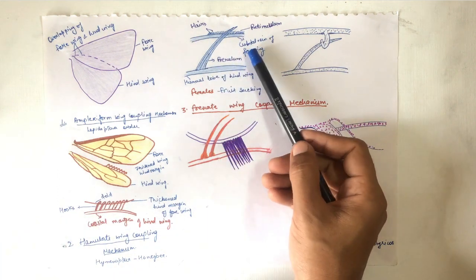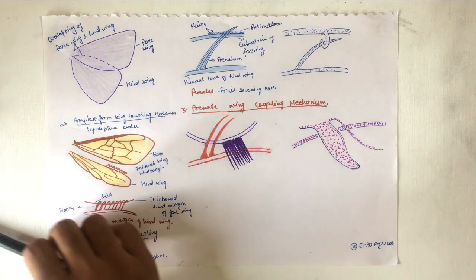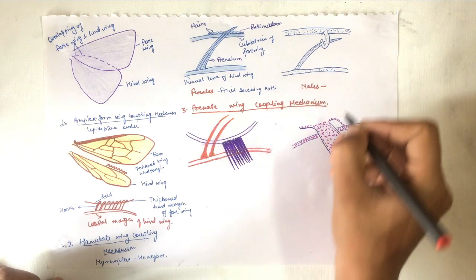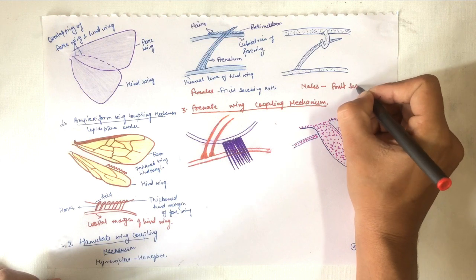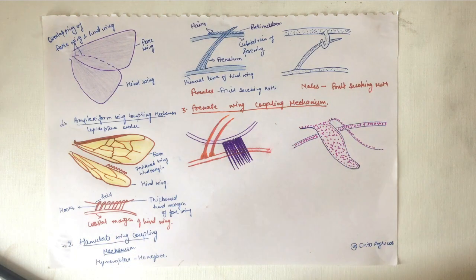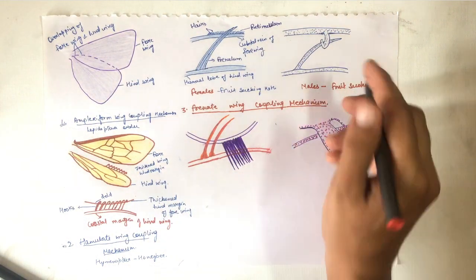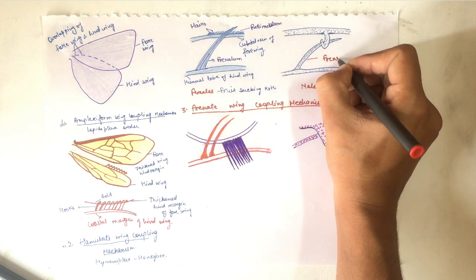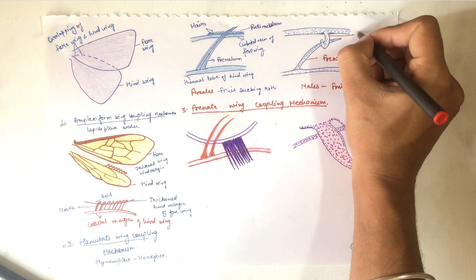So this kind of wing coupling is present in the females, whereas in the males of the fruit sucking moth, there is a difference. In the case of the males, this is the frenulum, and this is the retinaculum.